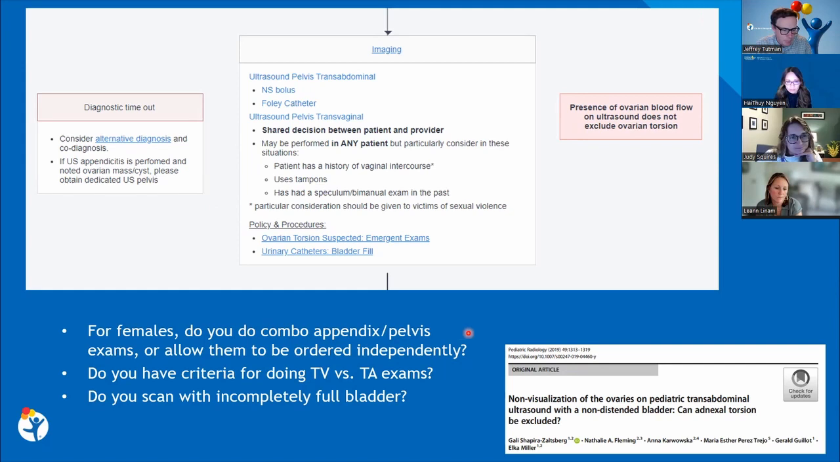Yes, totally agree. The other question I had for discussion was, if a female adolescent comes in with right lower quadrant pain, do you allow appendix and pelvis exams to be done separately? I know in my fellowship, we always did those two exams together. If an adolescent female came in with right lower quadrant pain, we did not let them do just an appendix by itself or a pelvis by itself. Do you have a similar approach, or how do you handle that?